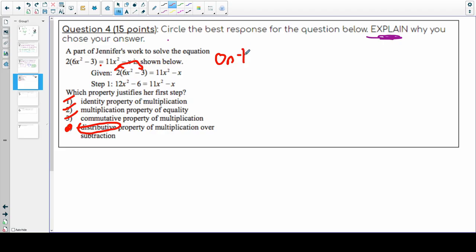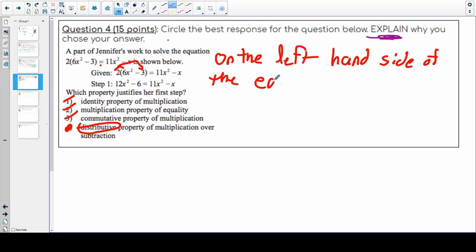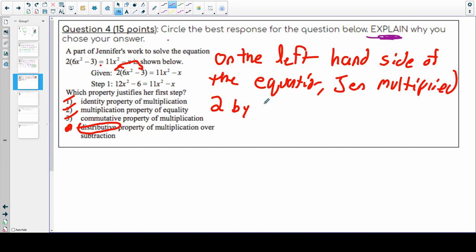On the left-hand side of the equation, Jen, I'm going to call her Jen now, that's her nickname. Jen multiplied 2 by what was in the parentheses.